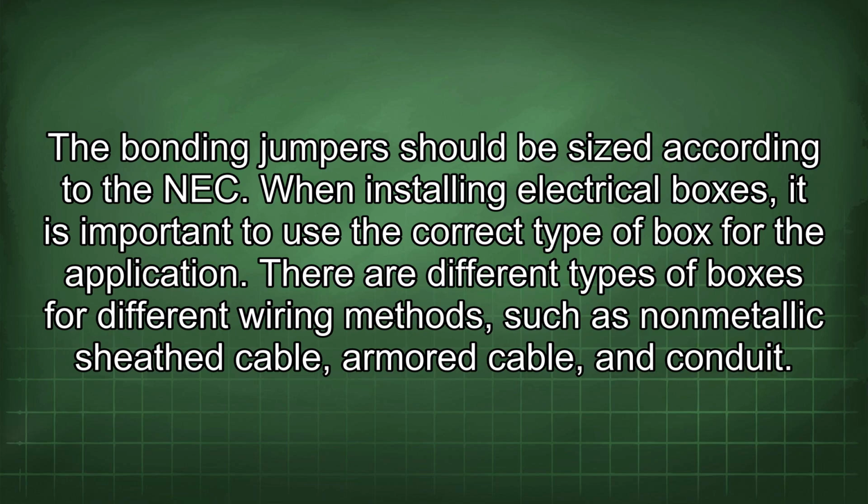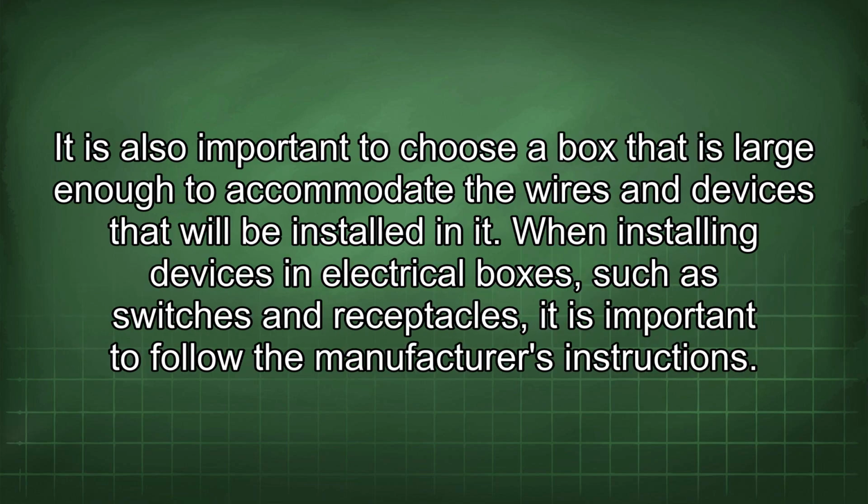When installing electrical boxes, it is important to use the correct type of box for the application. There are different types of boxes for different wiring methods, such as non-metallic sheath cable, armored cable, and conduit. It is also important to choose a box that is large enough to accommodate the wires and devices that will be installed in it.